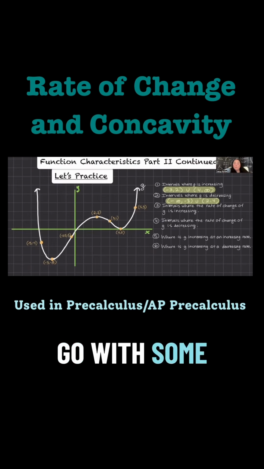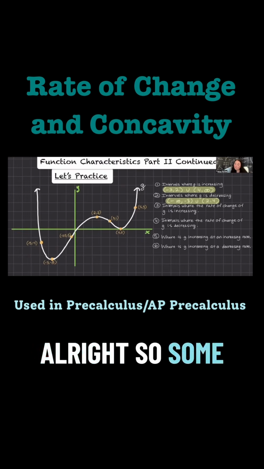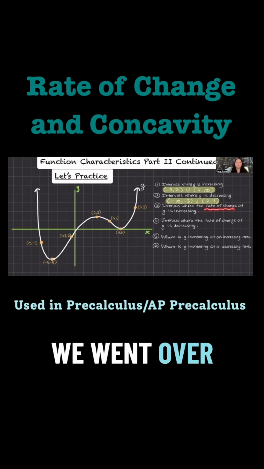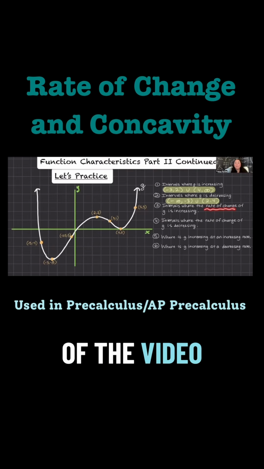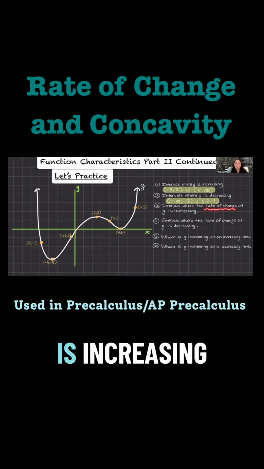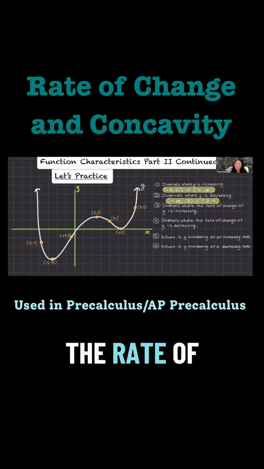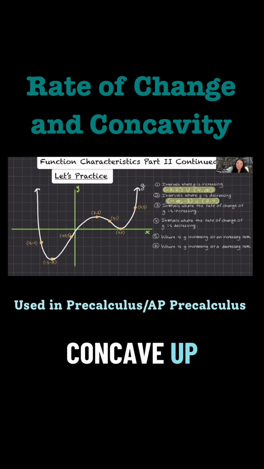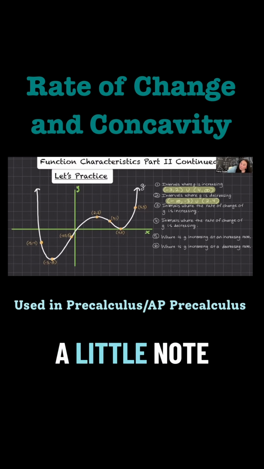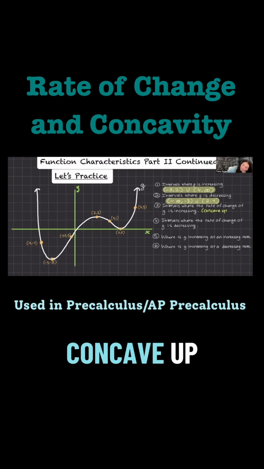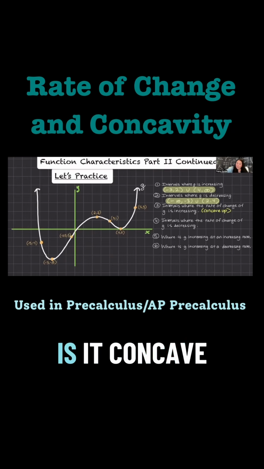Now we're going to go with some of the new stuff. Some of the new stuff is when the rate of change... that's what we went over in part 2 of the video, the first part of the part 2 video. So, intervals where the rate of change of G is increasing. Remember, if the rate of change is increasing, we were looking for where it's concave up. If you need to make a little note to yourself, you're looking to see where this is going to be concave up. Where is it concave up?